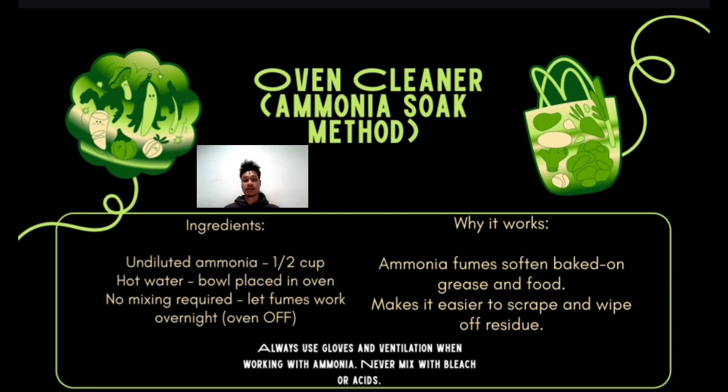And with that, we enter the oven cleaning method, or ammonia soak method. In there, the ingredients are the same, but with slight differences. We still use ammonia, but 1 or 2 cups, and also a little bit of hot water in the bowl, and then we place it in the oven. No mixing required, just leave it in the fumes to work overnight. The oven must be off.